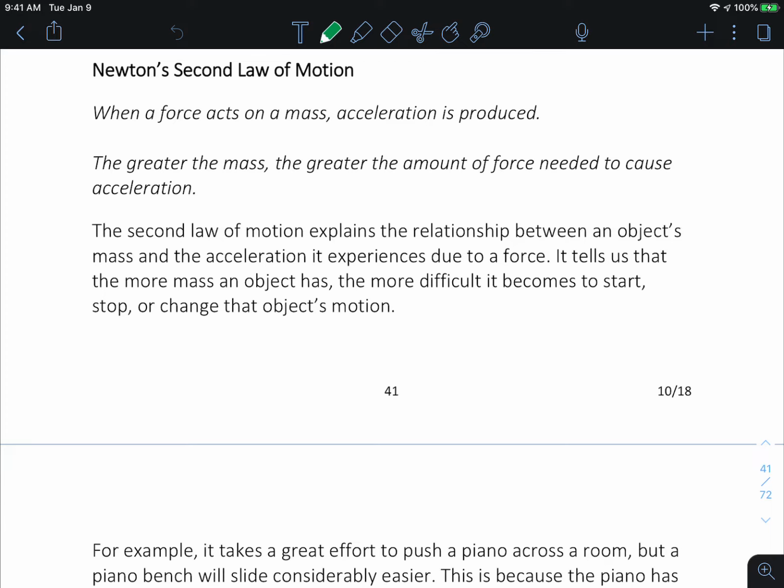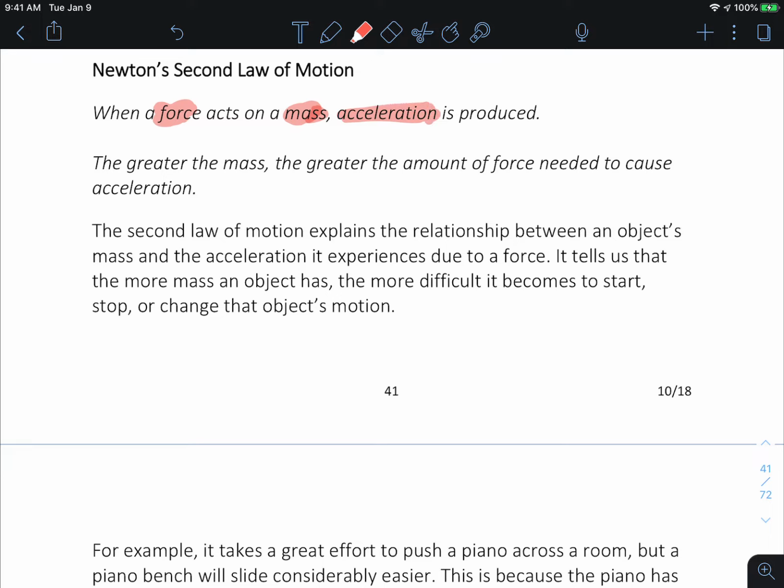Hello everyone. Today we're going to be talking about Newton's second law. So this is the law of mass and acceleration. His law is that when a force acts on a mass, acceleration is produced.